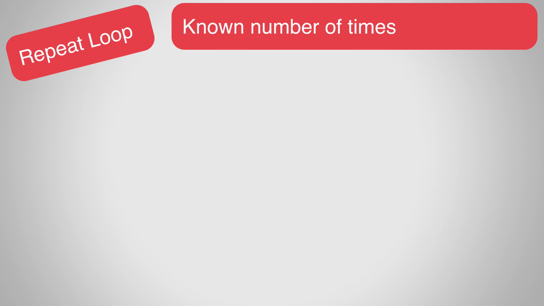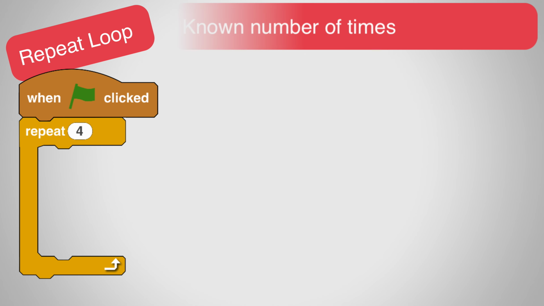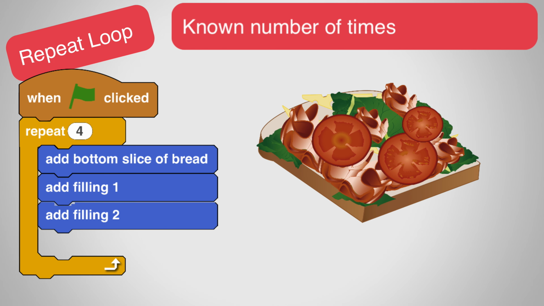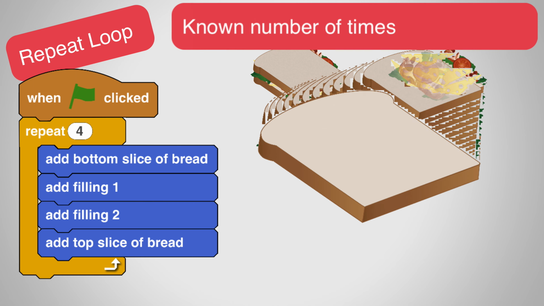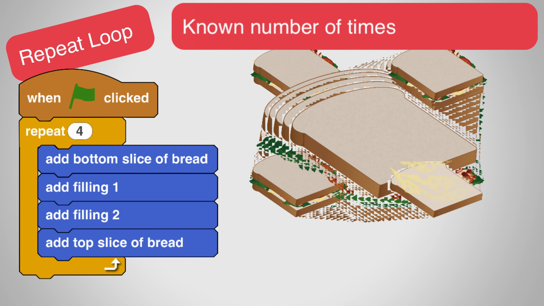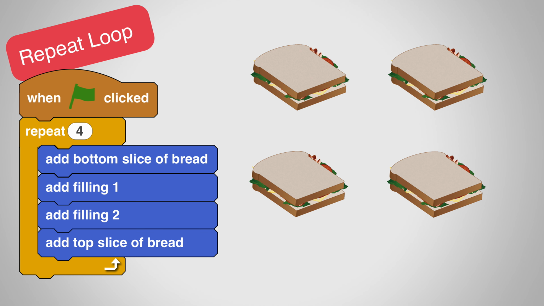The repeat loop is used if we want to carry out a task a known number of times. Let's say we need to make a packed lunch for 4 children. We could put all the commands to make the packed lunch inside the repeat loop, and then set it to run 4 times. Once the loop has run 4 times, it stops. These types of loops are perfect if we already know how many times we want to do something.